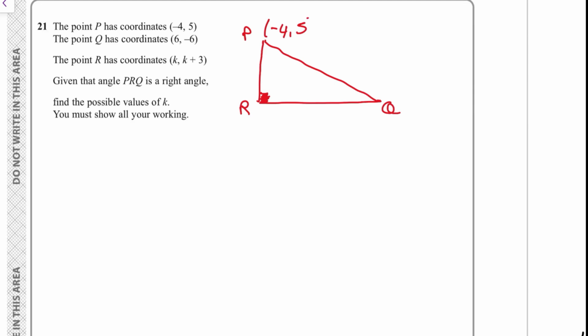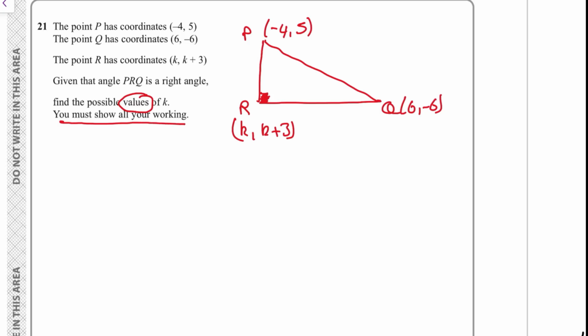P, so I have it on here, is (4, 5). And Q is (6, -6). And then R as well is (K, K+3). And I know this is a right angle. Given it's a right angle, find the possible values of K. Now that's interesting. It says values. So I'm probably going to have a quadratic. You must show all your working.